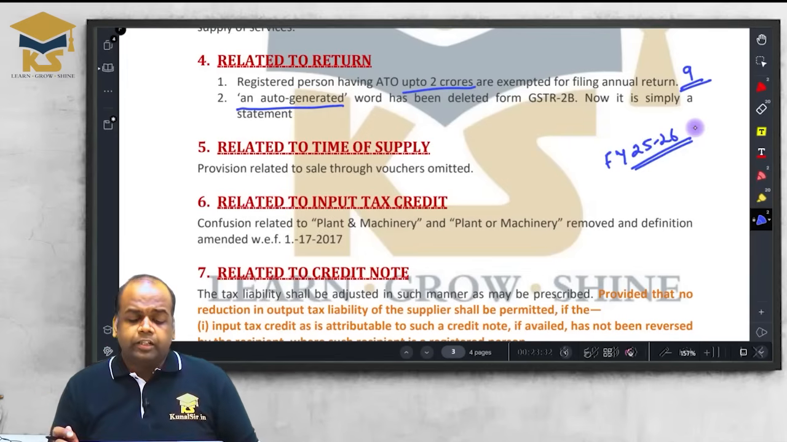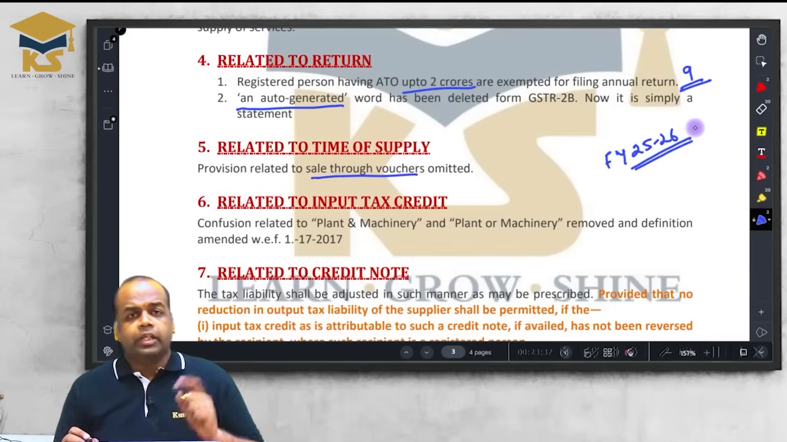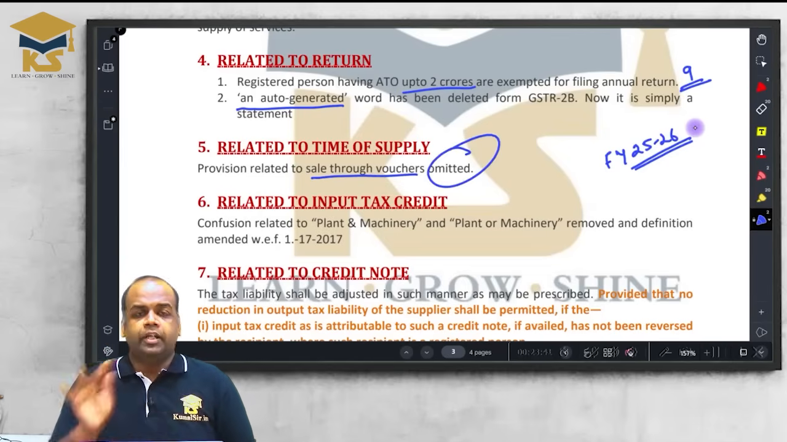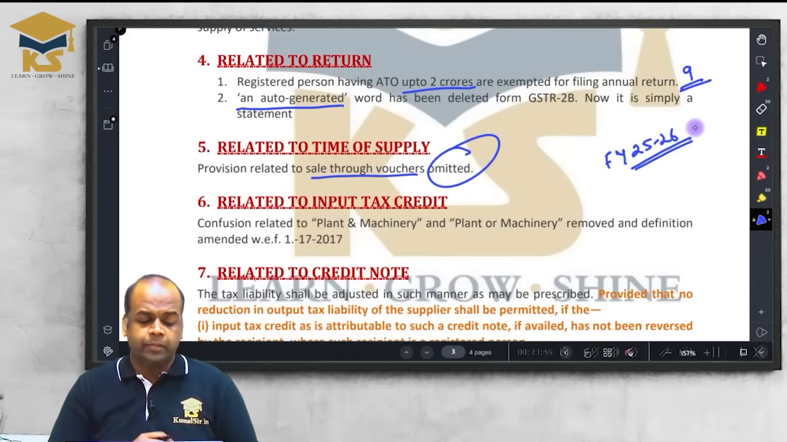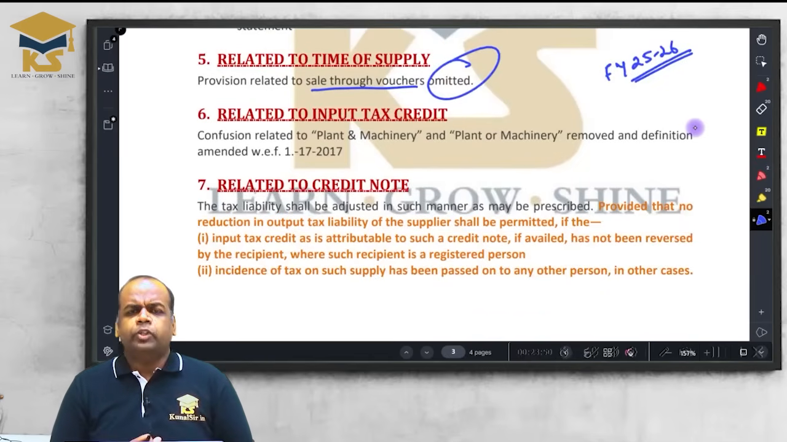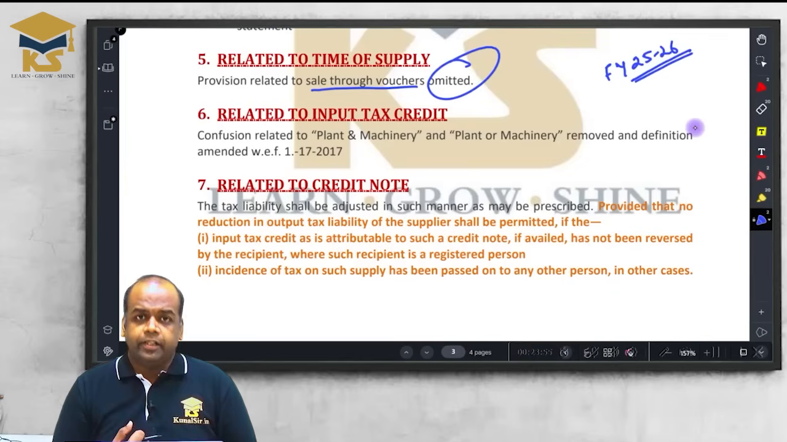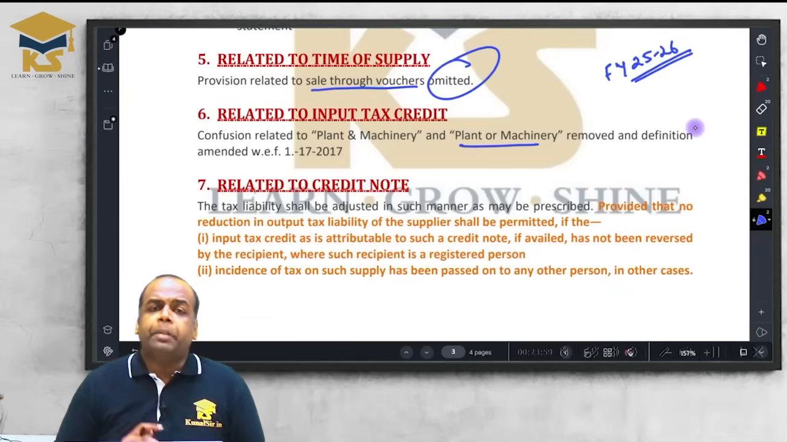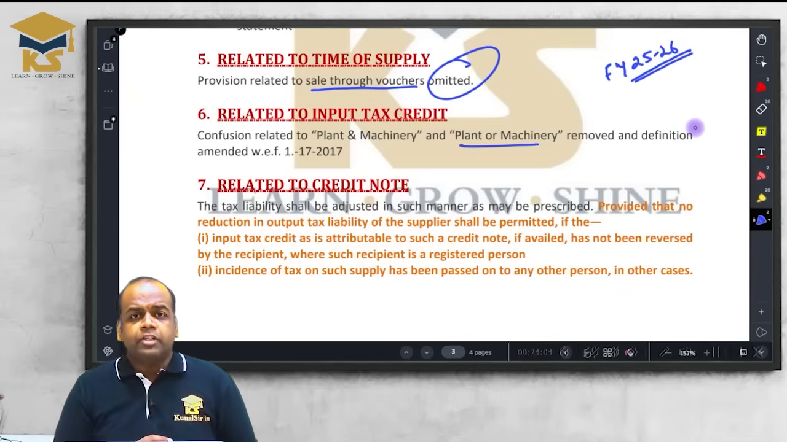Okay. Related to time of supply, the provision related to sale through voucher, in case of supply of goods or in case of supply of services, both has been omitted. So now these two provisions have been removed. Not much amendment related to time of supply. Related to input tax credit, friends, section 17(5)(d), blocked credit. There was a confusion, like in 17(5)(d), the word plant or machinery was used. In the explanation, plant and machinery was used.